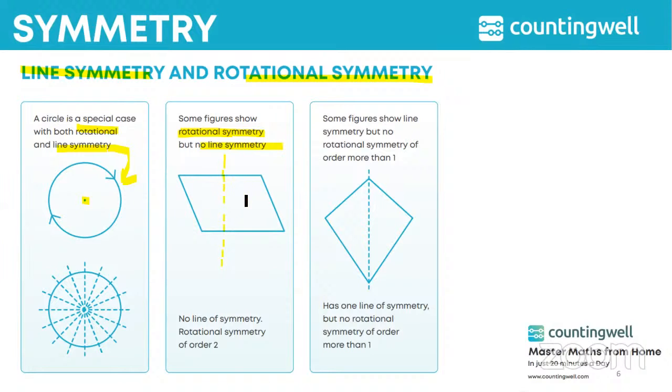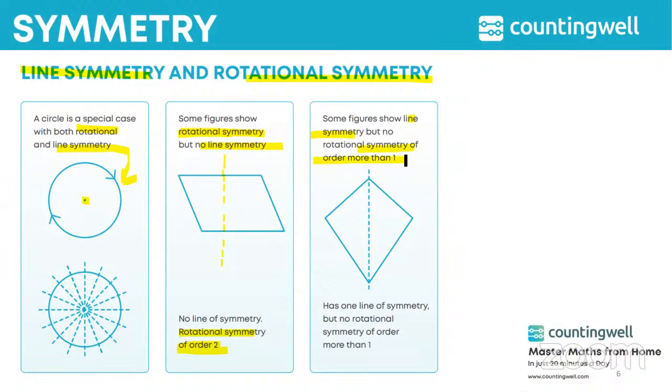So it does not have line symmetry as there is no axis of symmetry for this parallelogram, but it shows rotational symmetry because if we rotate this figure by 180 degrees, then it will take the same position, or it will look the same. So the order of the rotational symmetry is 2 for this parallelogram.